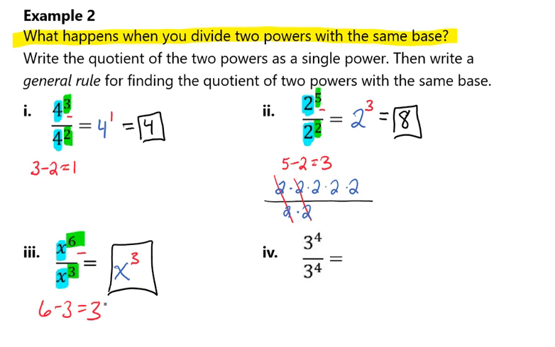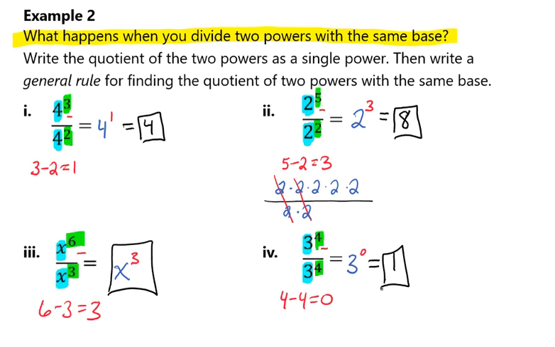For problem number 4, here we have 3 to the fourth divided by 3 to the fourth. Now, these are kind of special because not only are the 3s twins and they're stacked, but they're actually kind of identical. And so those should just cancel out entirely and give me a 1. Now, how would that look if I chose to use my subtraction method? If I chose to do that, I would have 4 minus 4, which is 0, which would give me 3 to the 0 power. And as we know, anything to the 0 power is a 1. So either way, I still get the 1.